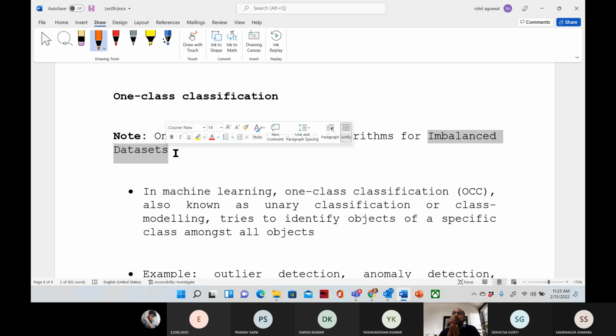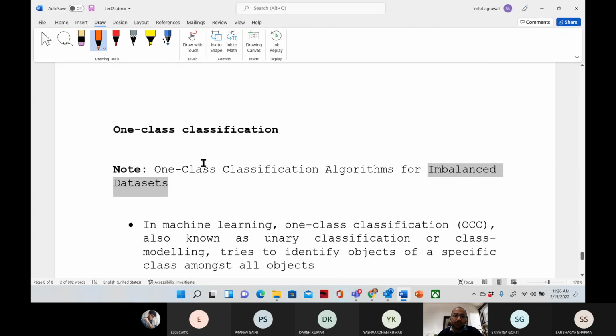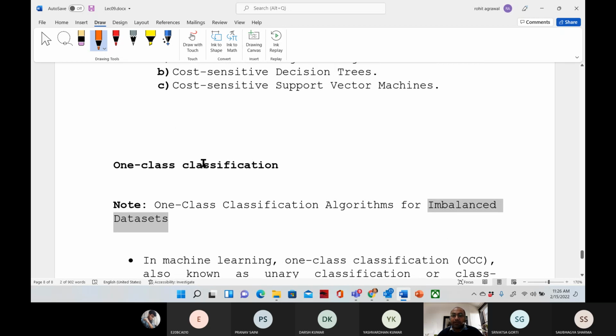Or suppose we talk about images of male and female, and suppose you have thousands of male images and maybe 10 images of female, so these are the anomaly. These 10 female images are anomaly, you can say. They should not be in this data. They came by error.